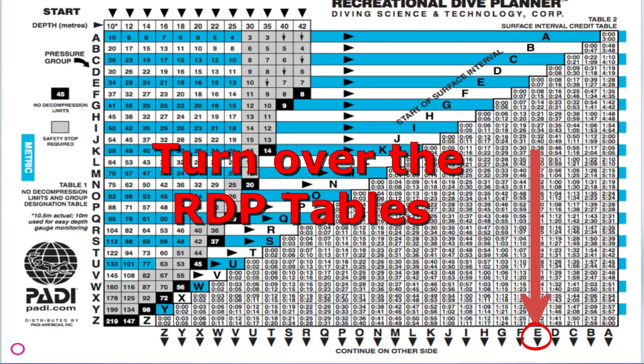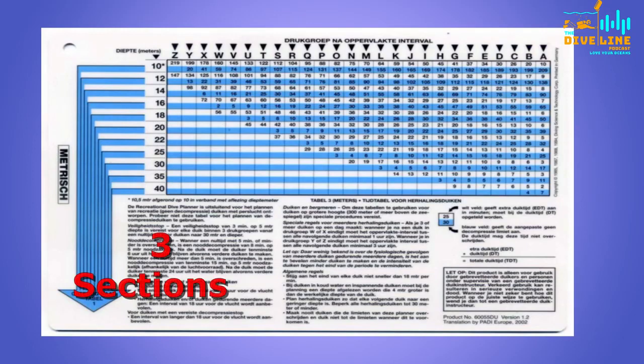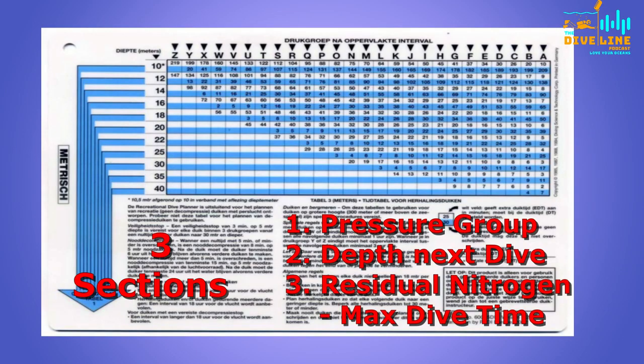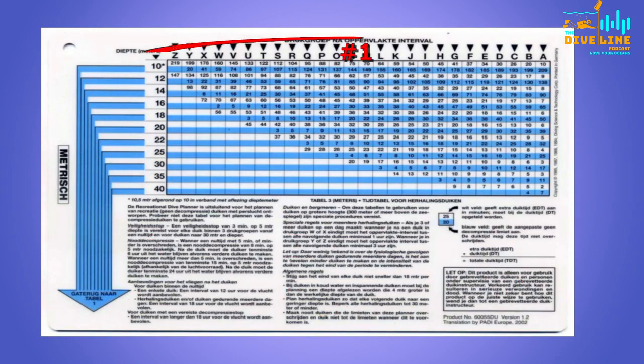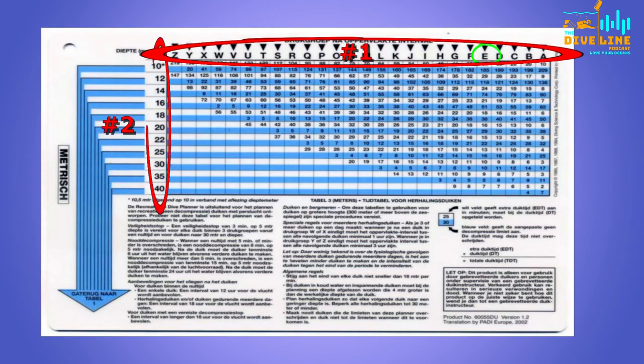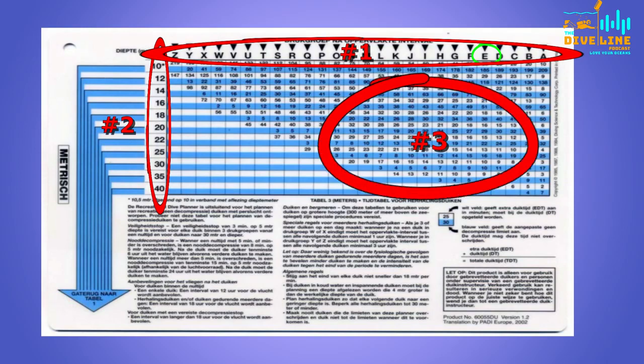The first thing we do, flip over the RDP table to the other side. On this side of the RDP table, we basically have 3 sections. At the top, we have pressure group at end of surface interval, and we know ours was E after our first dive. Number 2, down the left-hand side, we have our depths. This is how deep you'll be going on your next dive. Then section 3, the residual nitrogen times in white, in the white boxes, and the maximum dive time in the blue box, which should not be exceeded.